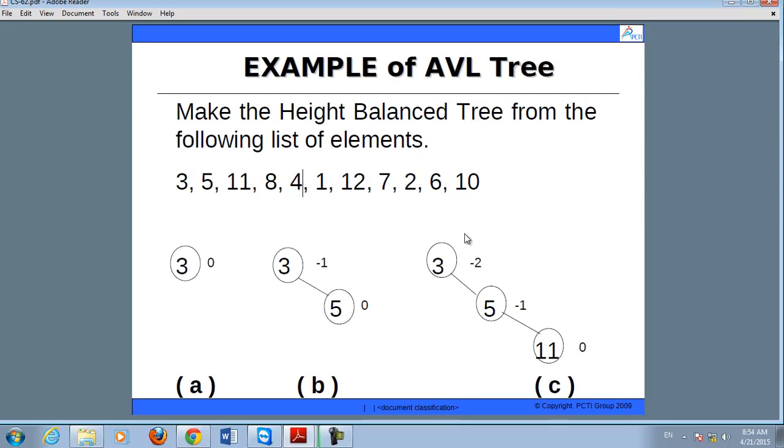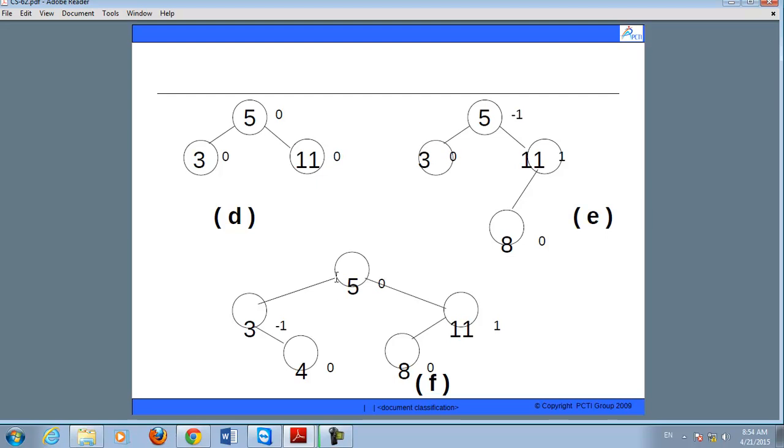Now the next value is 4. When you have to insert 4, firstly 4 is compared with the root node, that is 5. 4 is less than 5, it means it comes at the left side of the root node. Now 4 will be compared with 3, 4 is greater than 3, it means it comes at the right side of the node, that is 3. Now you have to calculate the balancing factor of all the nodes, and the balancing factor of all the nodes is equal to 0, 1, minus 1 or 0. It means the tree is again a balanced tree.